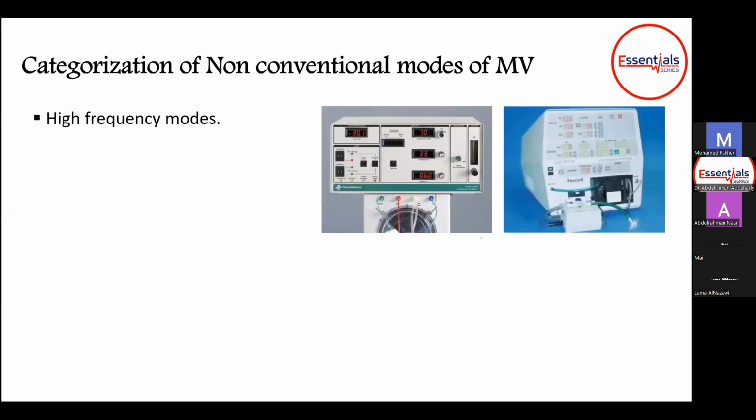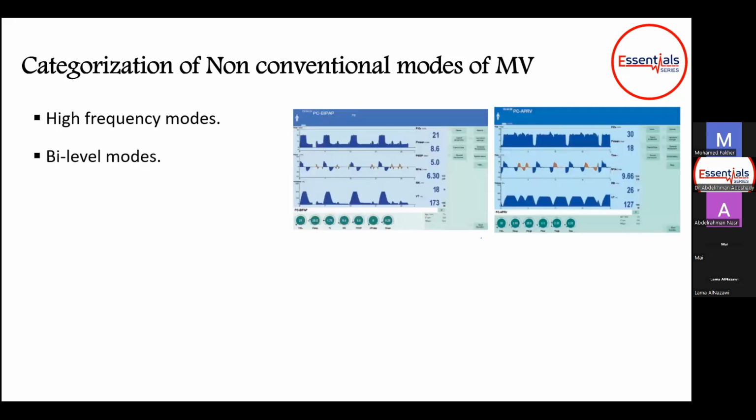We have high frequency modes. These are modes that give breaths more than 150 breaths per minute, like the high frequency oscillatory ventilation and the high frequency jet ventilation. This is not our topic today. We have bi-level modes giving 2 levels of CPAP, allowing spontaneous breath on each level, like the BiPAP mode and the APRV mode. They look the same. They are exactly the same, and they are exactly opposite to each other.